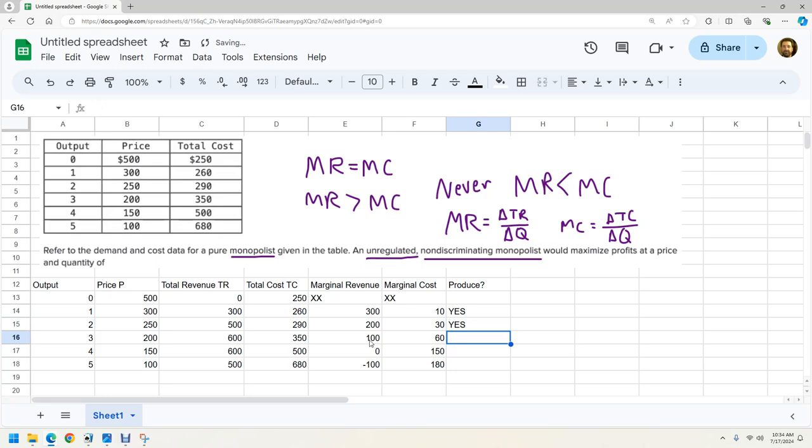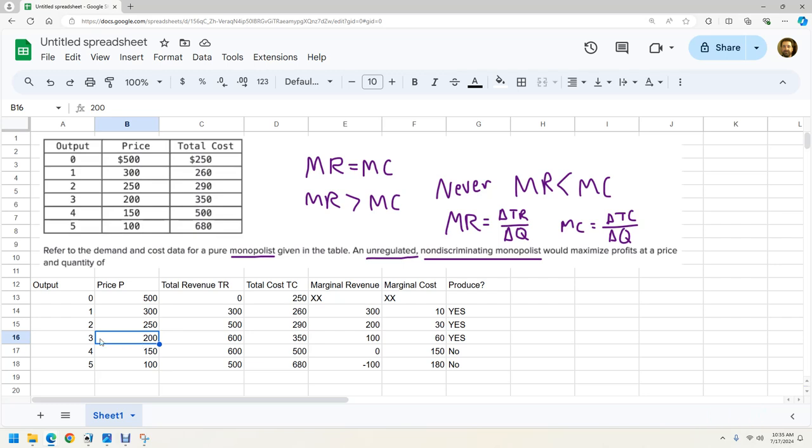And then marginal revenue is 100, marginal cost is 60. Do I want to produce? Yes. Now, at the fourth unit, marginal cost is 150, marginal revenue is 0. I don't want to produce that unit. So the right answer for the quantity is 3. Okay, I want to produce up to this point. And then the price, because I have a monopoly, I'm going to charge 200.